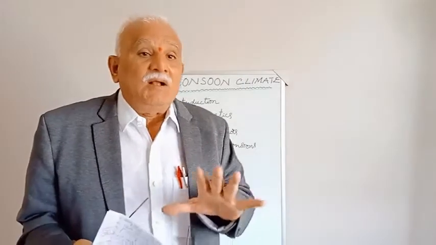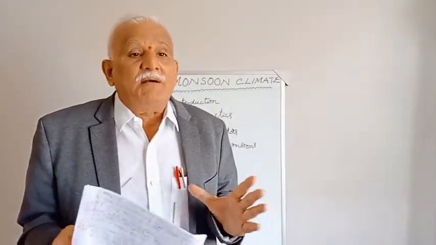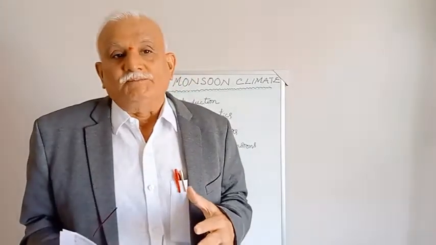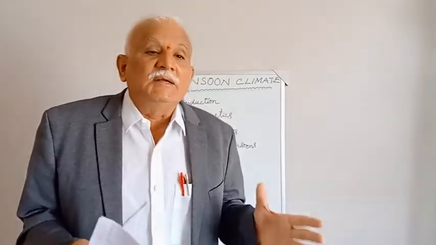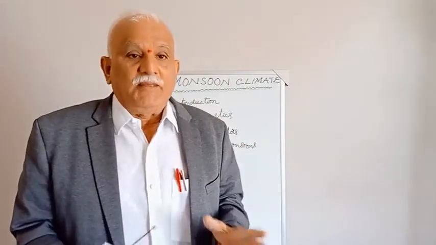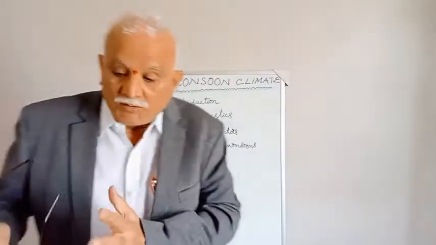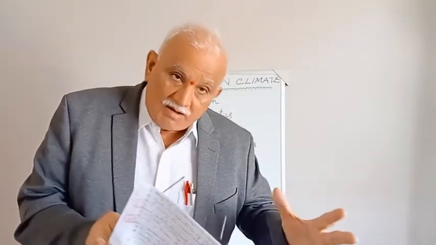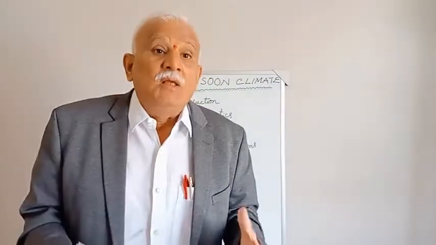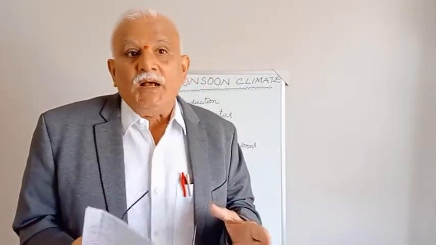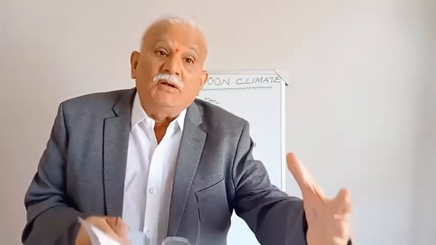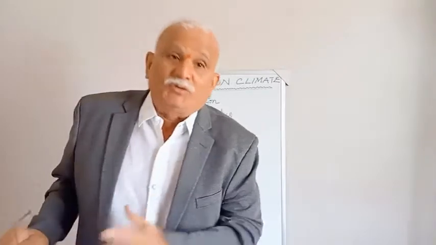Here are the controlling factors: onshore winds and offshore winds. Onshore winds blow from the oceans into the land. That is the southwest monsoon or summer monsoon. Offshore winds, during the northeast monsoon, blow from the land mass or continental mass into the ocean. So these are the things.